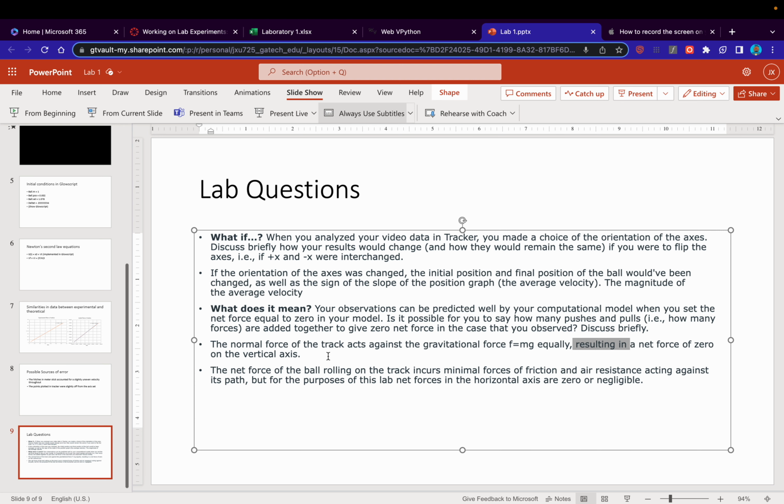And the net force of the ball rolling on the track horizontally incurs minimal forces from the friction of the meter sticks and the air resistance acting against its path. But for the purposes of the lab, the net forces in the horizontal axis are zero or negligible.